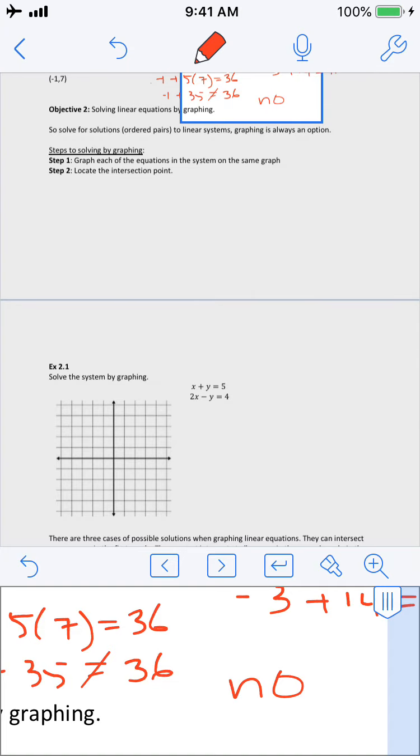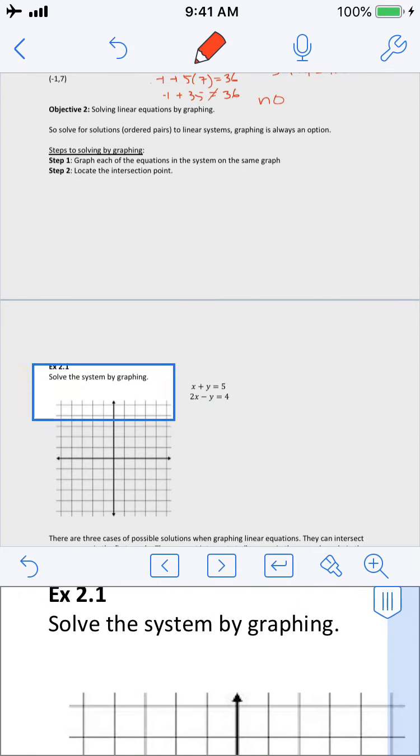We know how to graph linears. So at the end of the day, a time-consuming method is still a method that's going to get you points. So make sure you know how to at least do one of these methods. All right, here's my system. Let's solve it by graphing.